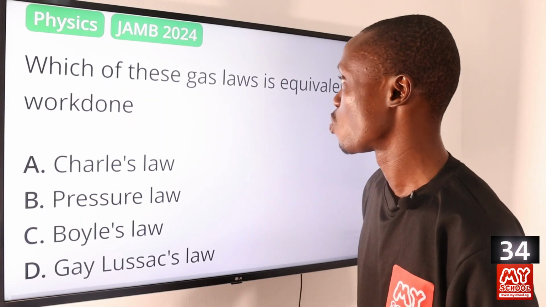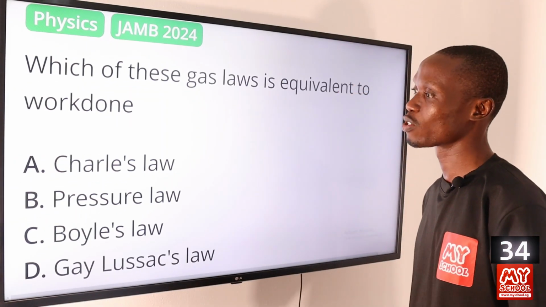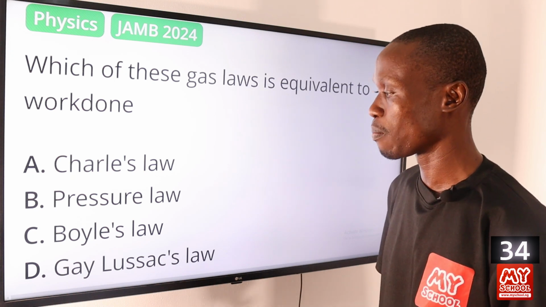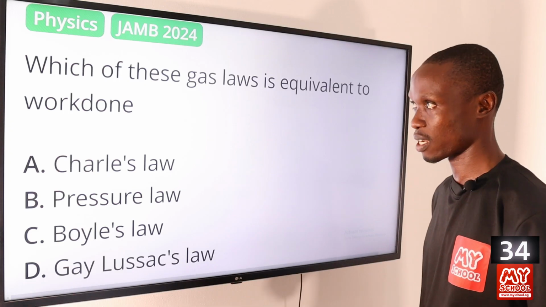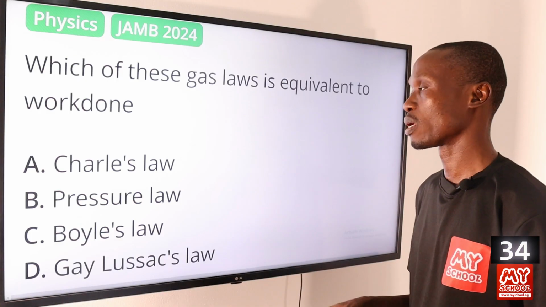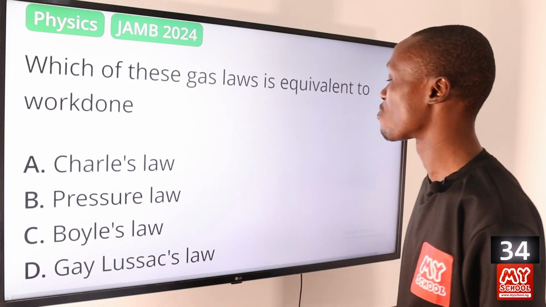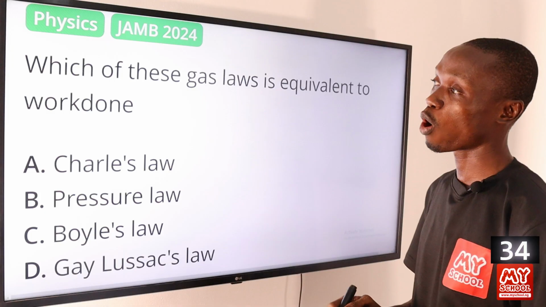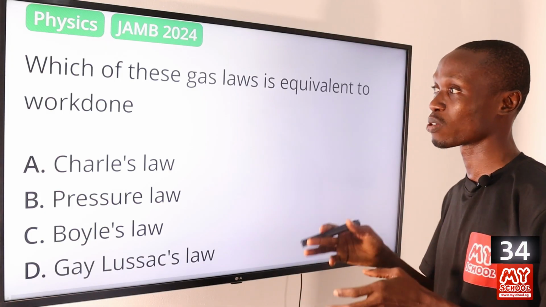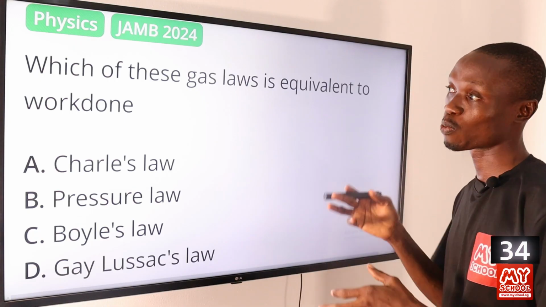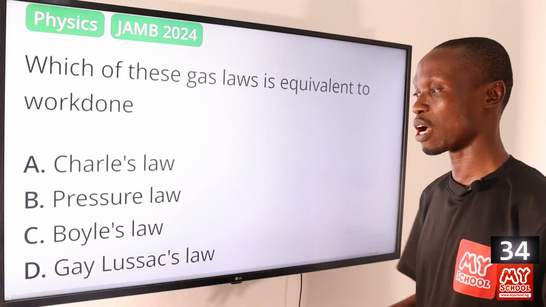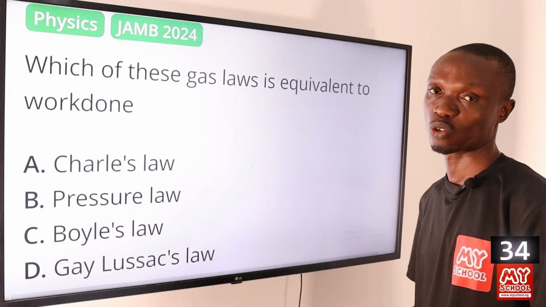Question 34. Which of these gas laws is equivalent to work done? A, Charles' law, B, pressure law, C, Boyle's law, and D, Gay-Lussac's law. So the answer to this question is option C, Boyle's law. The reason is that if we want to calculate the work done by a gas, we normally use the formula pressure times change in volume, and this is fundamentally tied to Boyle's law. So that makes option C the correct answer.